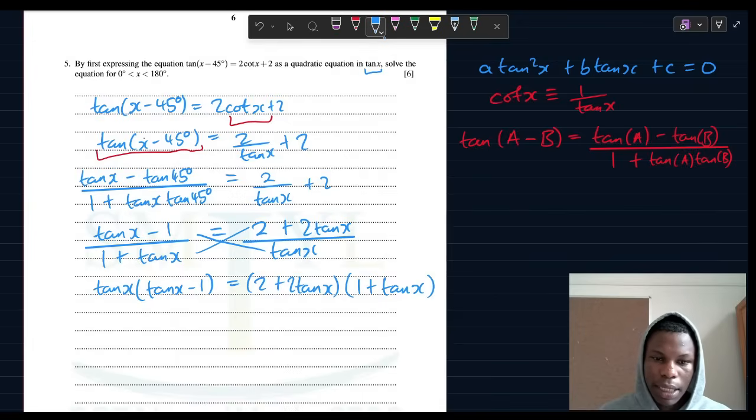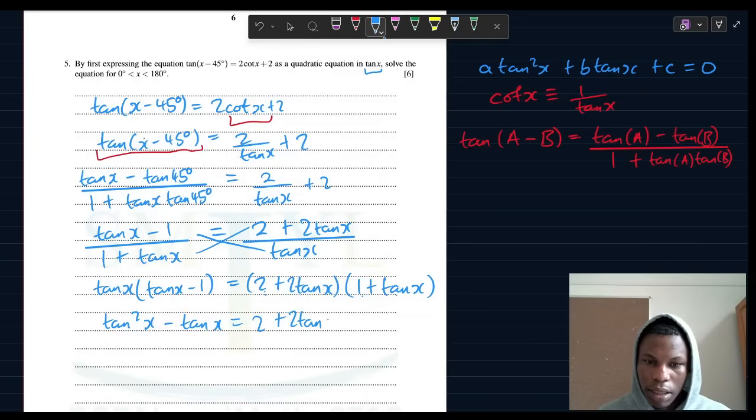And now we can expand our brackets. So tan x times tan x, that's tan squared x. Tan x times -1, that's minus tan x. And on the right, 2 times 1, 2, 2 times tan x, 2 tan x. 2 tan x times 1, 2 tan x. 2 tan x times tan x, 2 tan squared x.